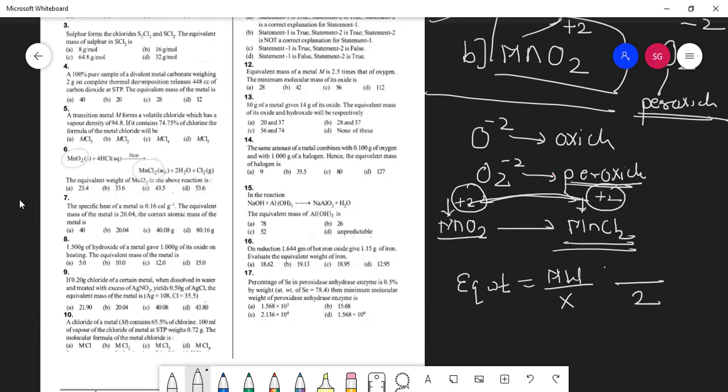So you need to just find the molecular weight of MnO2. I think Mn is 55, correct? Mn is 55, oxygen is 16, 16 twos are 32. So how much do you get? 87. So 87, just divide by 2, how much will you get? 43.5. Is this option there or what? Yes, option C. So it was an easy question.